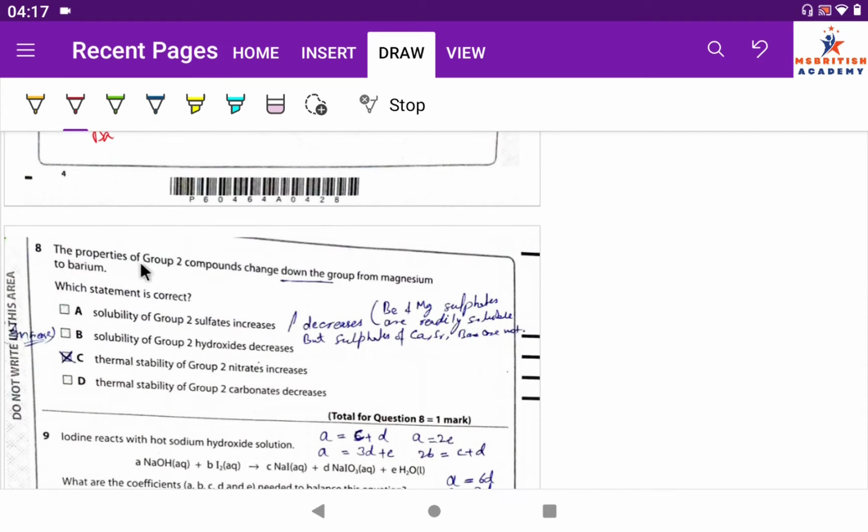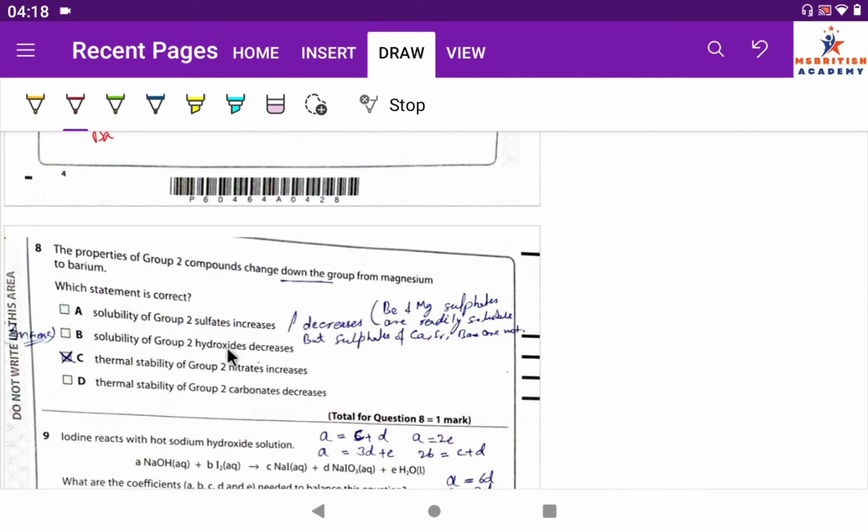Question number 8. The property of group 2 compounds changes down the group from magnesium to barium. Which statement is correct? Solubility of group 2 sulfates increases? No, it decreases. Beryllium and magnesium sulfates are readily soluble, but the sulfates of calcium, strontium, and barium are not soluble.